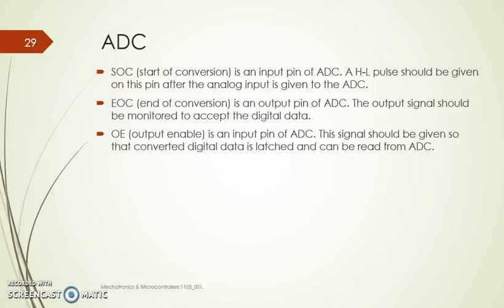After the ADC completes the conversion, it gives an indication to the user through the EOC pin, that is the end of conversion signal. We need to monitor this pin to confirm that the ADC has completed the conversion. Once the EOC signal is received, we have to give the output enable signal to the input pin of the ADC, so that the digital data obtained is latched and can be read from the ADC.